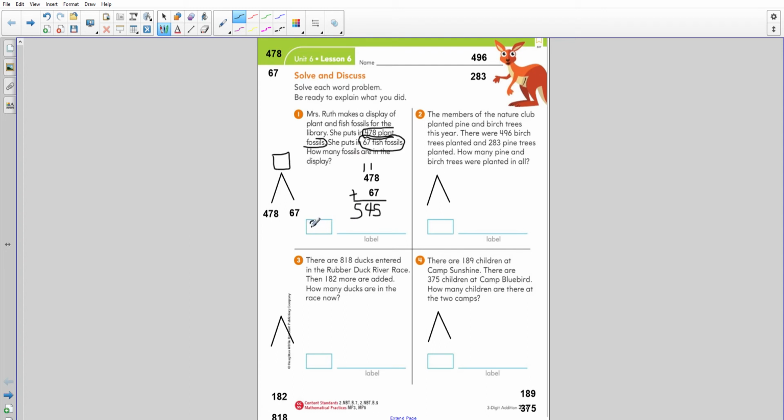So I know that I have an answer of 545. What is my label? Let me go to my question. How many fossils? There it is, fossils. So it's not fish fossils. It's not plant fossils. It's all the fossils together.